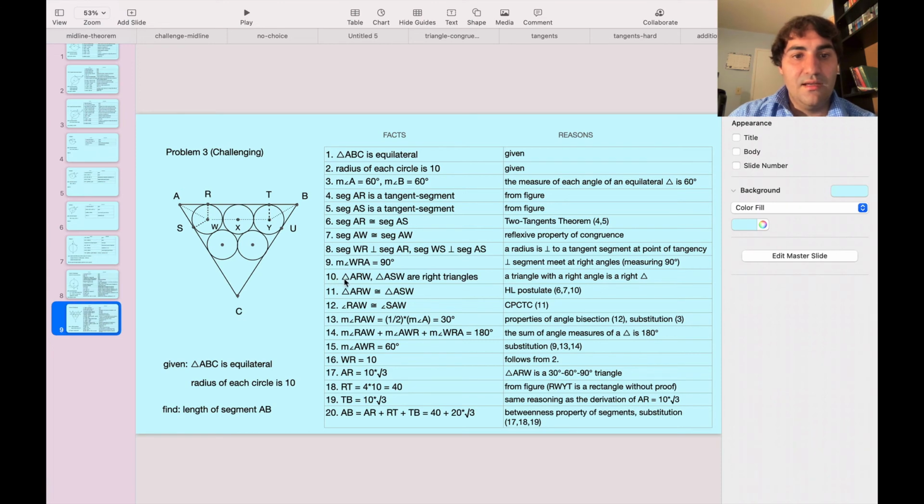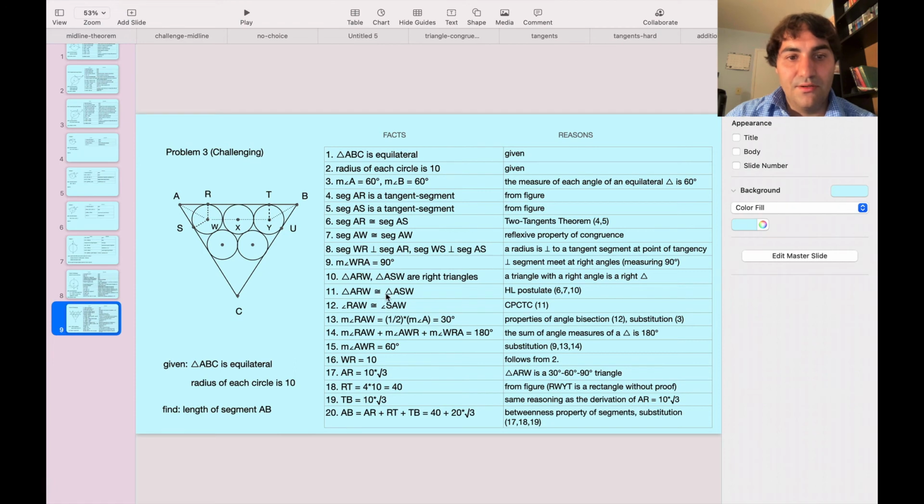So we know that triangle ARW and triangle ASW are right triangles. You can also show that this angle is 90 degrees, with the same reasoning. So we can use the hypotenuse leg postulate to show that triangle ARW is congruent to triangle ASW, with AW being the hypotenuse of both triangles. And we know that the length of AR equals the length of AS, so that's going to be the leg.